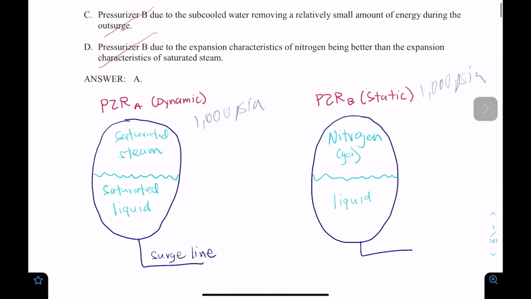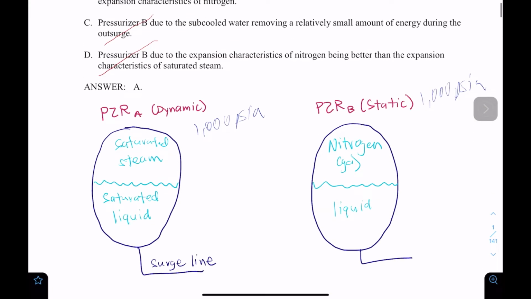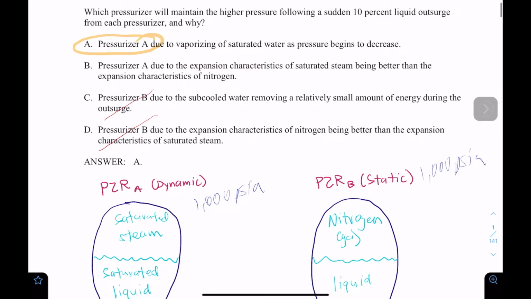If I use the ideal gas law in this one, they give you the example of how much that would be, because you have the 10% outsurge. They're giving you the 10% outsurge, so it's going to go down to 910 psia because of the 10% outsurge.